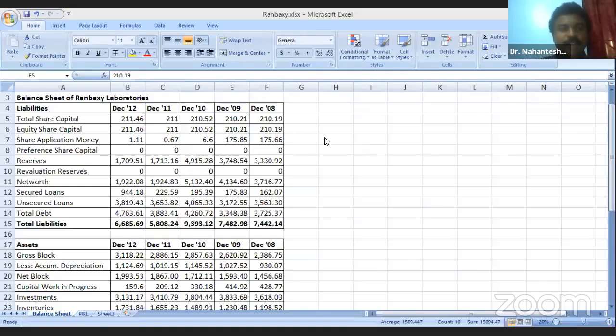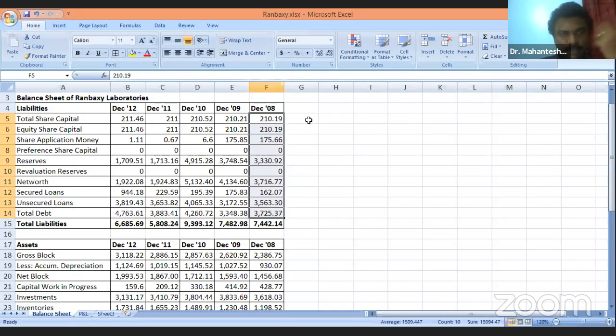It is not that easy to remember or recall how much is the total share capital or equity capital or net worth or reserves. So what we do in the vertical analysis, I'll just show you what is done exactly. Equals to total share capital divided by total liabilities into 100.